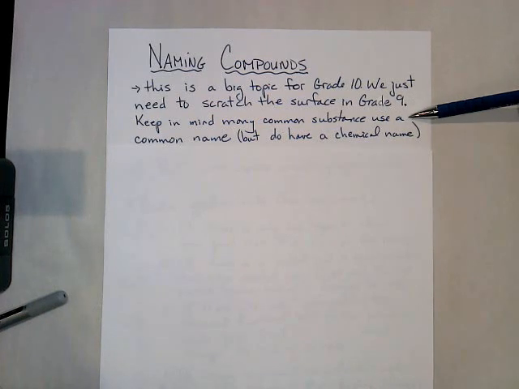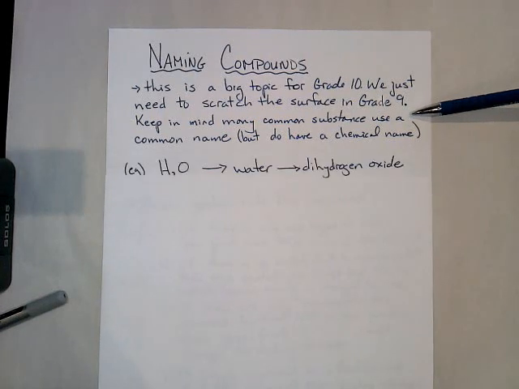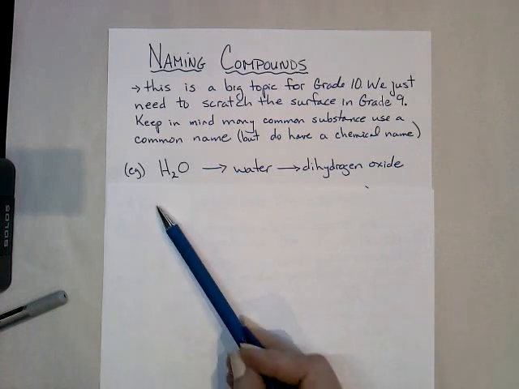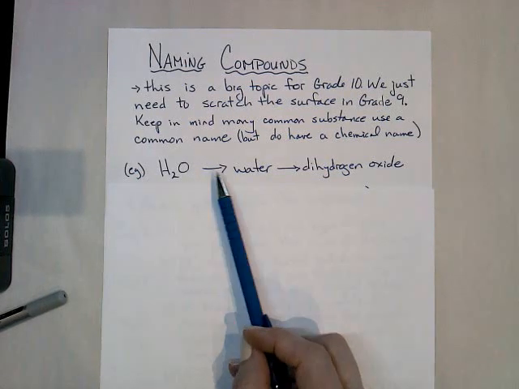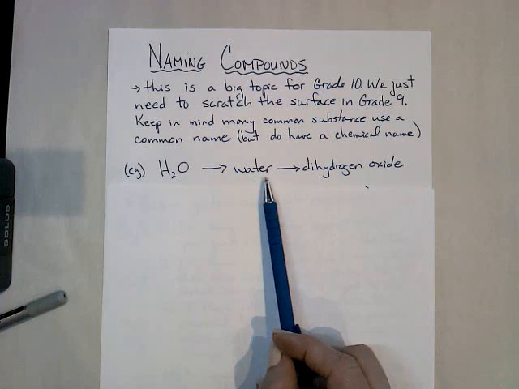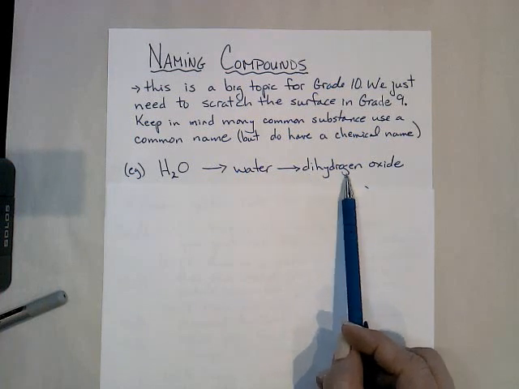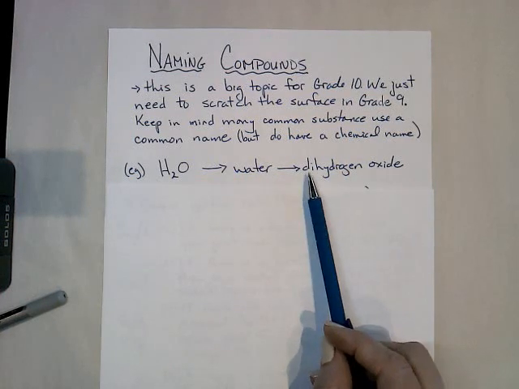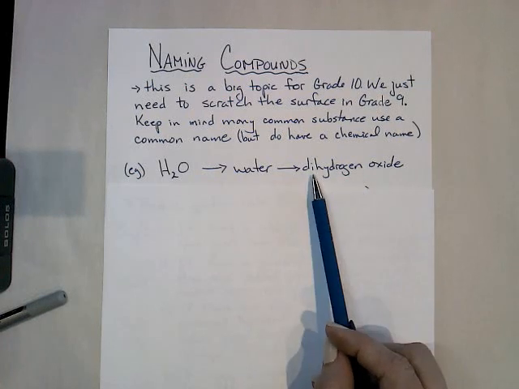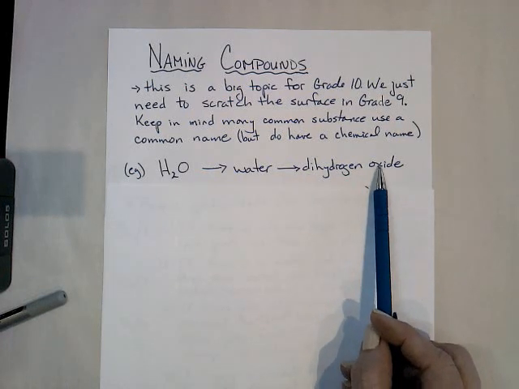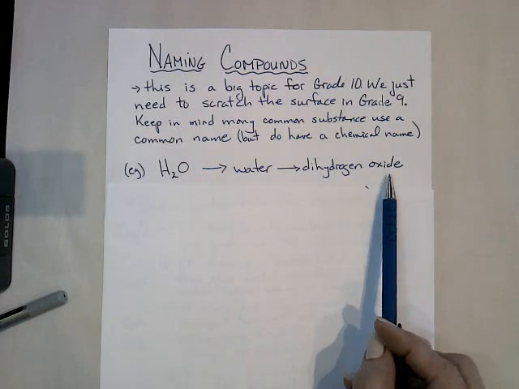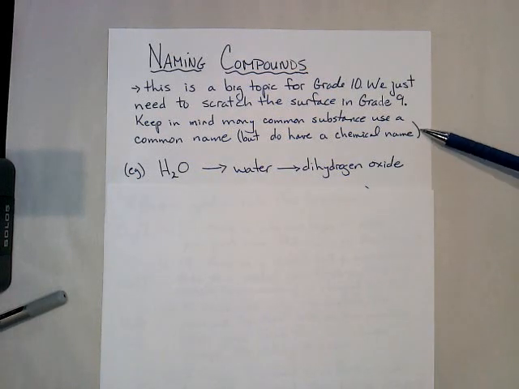I want you to keep in mind that many common substances use a common name, but they do have a chemical name. And so, of course, the classic example is H2O. So most of us would read that and say, oh, that's water, but that is actually something called dihydrogen oxide. As a matter of fact, it's kind of funny on the internet, there's argument about whether this should be dihydrogen monoxide. So just to bear that in mind, that sometimes common names are more typically used than the true name.